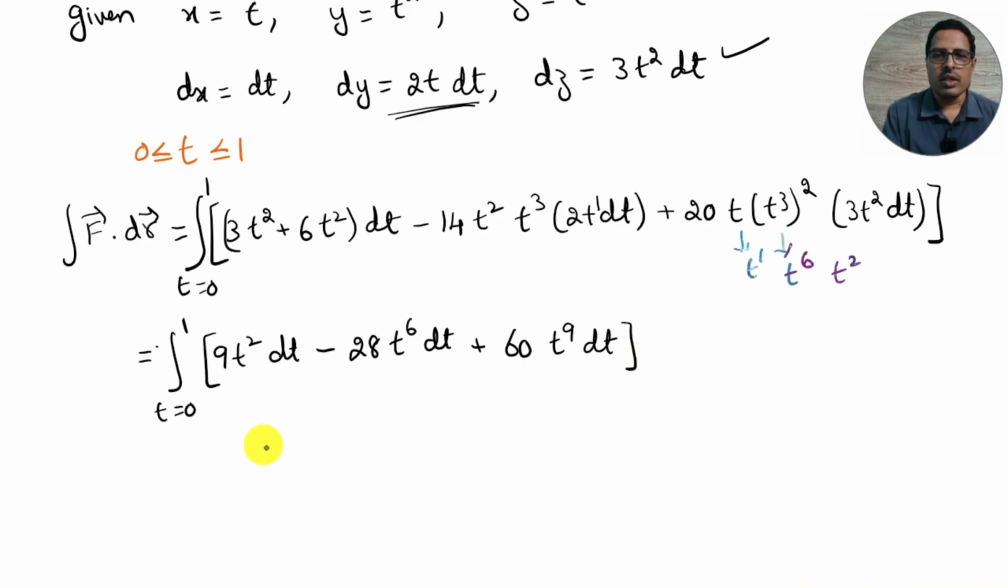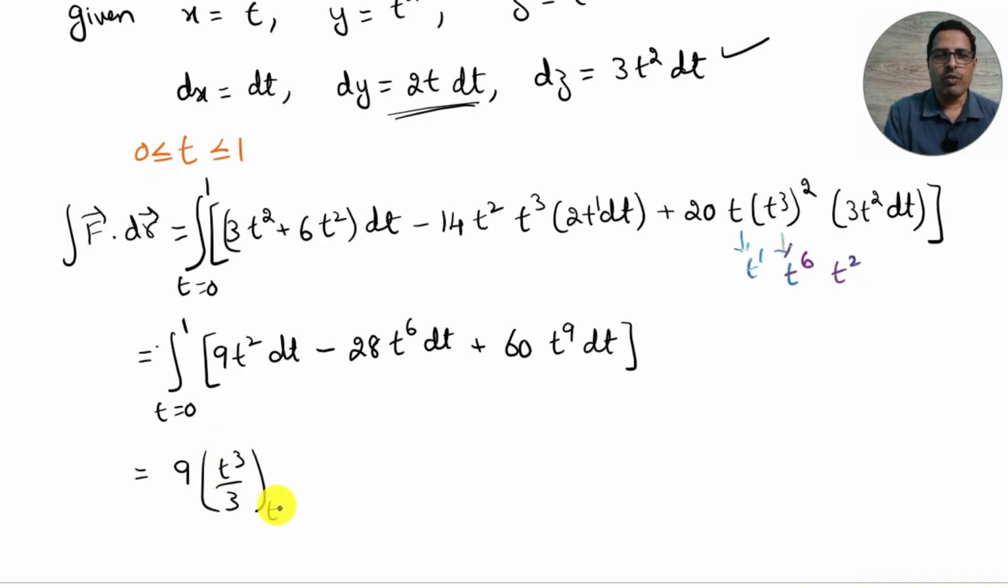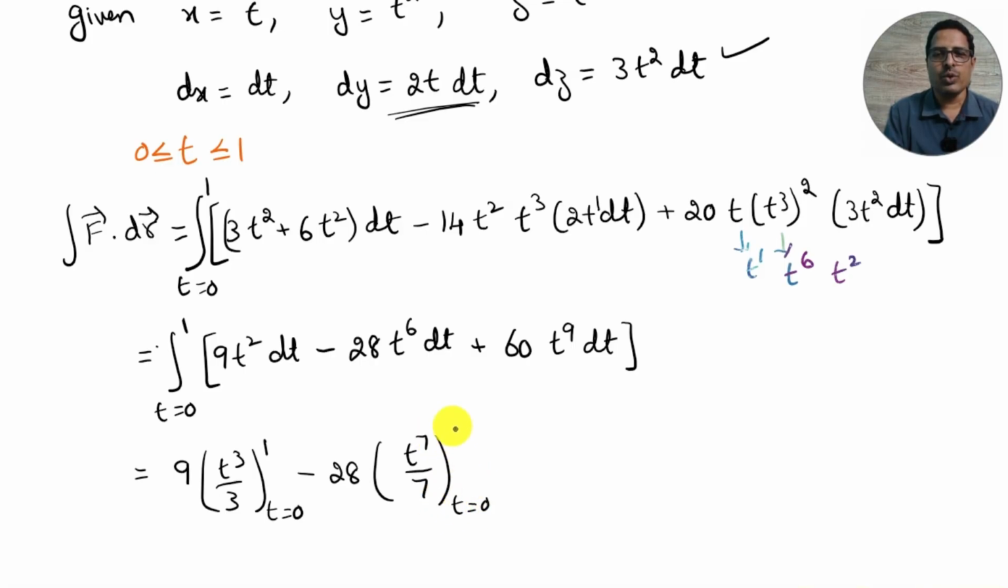Now let us try to integrate each of the terms. So 9 is constant. Integration of t square will be t cube by 3. The limit value will be from t equals 0 to 1, minus 28. T power of 6 will be t power of 7 by 7. Limit value will be t equals 0 to 1, plus 60. So t power of 9 will be t power of 10 by 10, and limit values will be t equals 0 to 1.